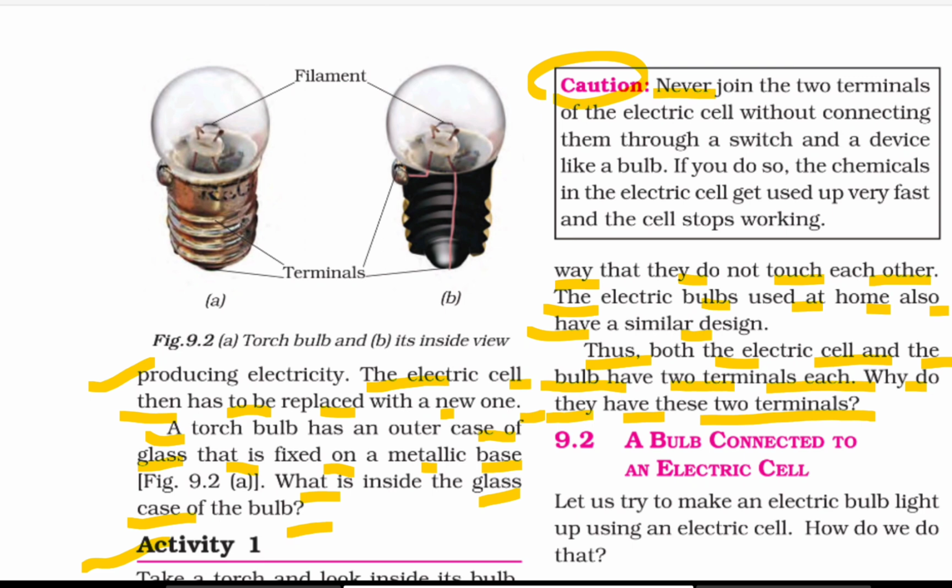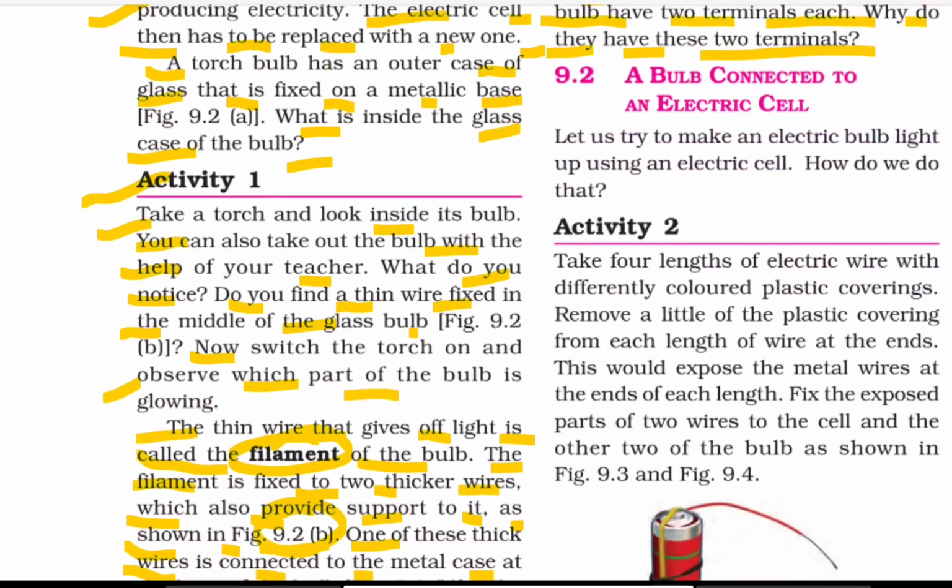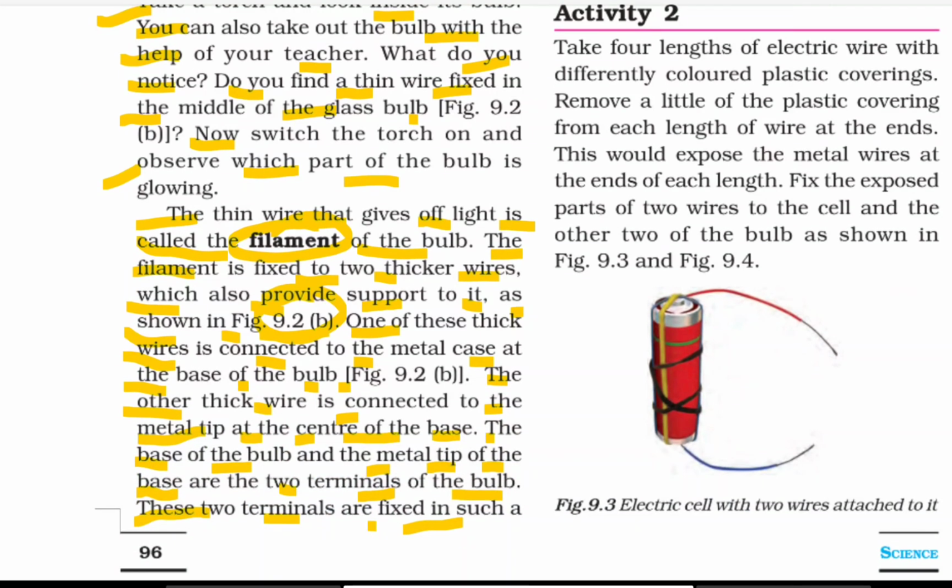Caution. Never join the two terminals of the electric cell without connecting them through a switch and a device like a bulb. If you do so, the chemicals in the electric cell get used up very fast and the cell stops working. A bulb connected to the electric cell. Let us try to make an electric bulb light up using an electric cell. How do we do that?